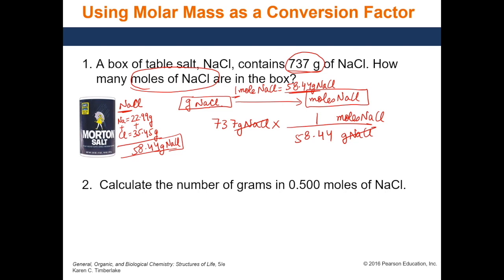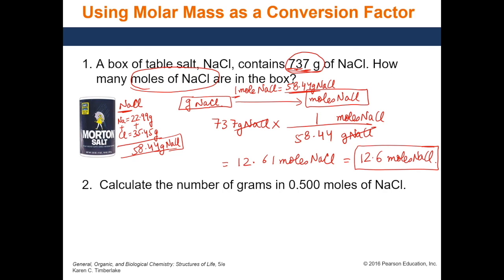Our final answer is in moles, which will give you, if you plug this into your calculator, 737 divided by 58.44, around 12.61 moles of NaCl. How many sig figs are we looking for? 1, 2, 3. So our final answer would be 12.6 moles of NaCl with 3 sig figs. Okay.